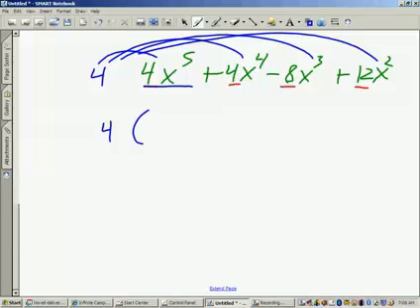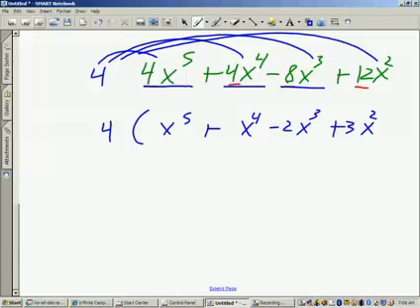With this 4x to the fifth, if I pull out a 4, I only have x to the fifth left, and then plus with this one, I only have x to the fourth left, and then with this one, I have negative 2x to the third left, and then with this one, I have plus 3x squared left. Good. Close parentheses. Nice. So now, after you pull out the numbers, always go back and check to see if you can pull out any numbers. So I have x to the fifth plus x to the fourth minus 2x to the third plus 3x squared. There are no common, we're dealing just with the numbers here. There are no common factors I can pull out.